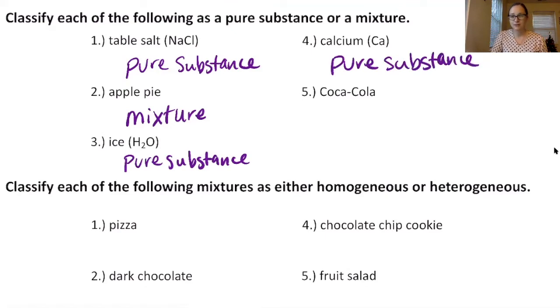Okay, Coca-Cola, this is a little bit tricky because it looks uniform. This is actually a homogeneous mixture because you have the different spices and everything that go into Coca-Cola to make the different flavors, and then you have sugar and everything. So it's different kinds of molecules all mixed together in a homogeneous mixture. So this would be a mixture.